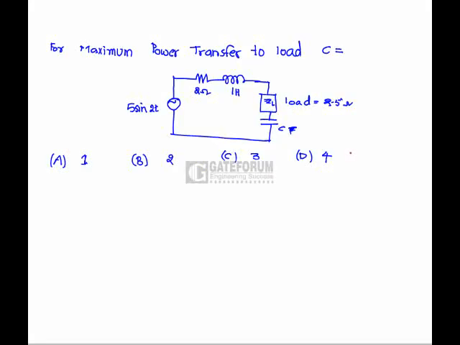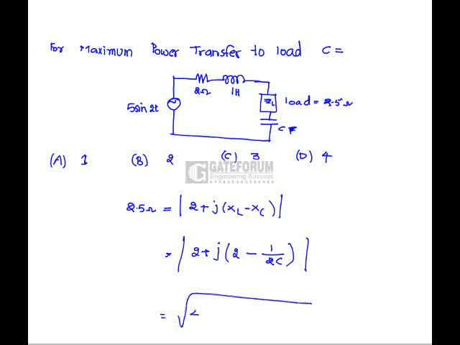For maximum power transfer to the load, the value of C we have to find out. Here we know that the load impedance is 2.5 ohms, which must be equal to 2 plus j of xl minus xc, that is 2 plus j of omega L, where omega is 2, so 2, minus j of omega C, that is 2C.